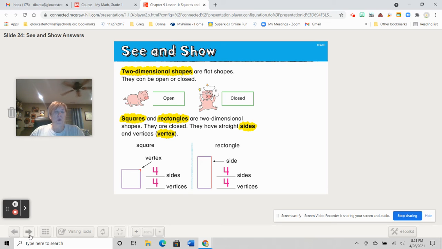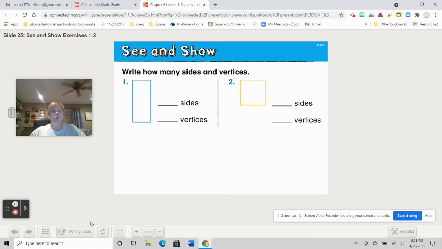Okay, so what we are going to do, actually, you're going to look at the shapes for numbers 1 and 2, okay, and I'm going to ask you to pause, and you're going to fill in how many sides and how many vertices for each one. Okay, so pause now and then come back to check your answer. 4 of each. Good job.